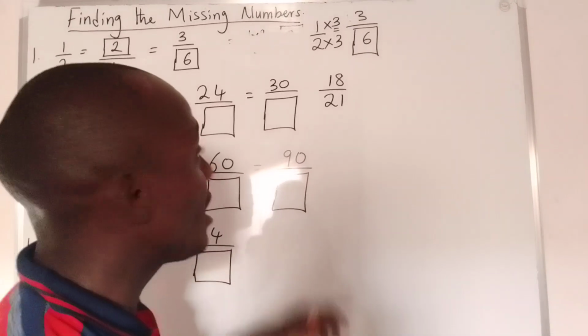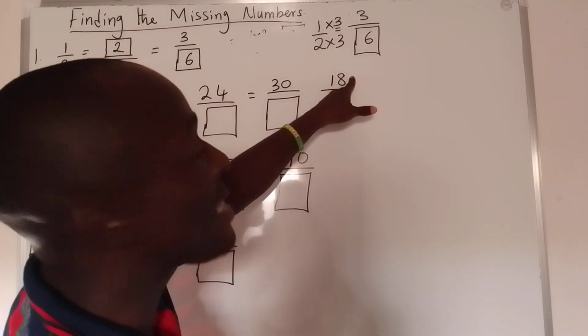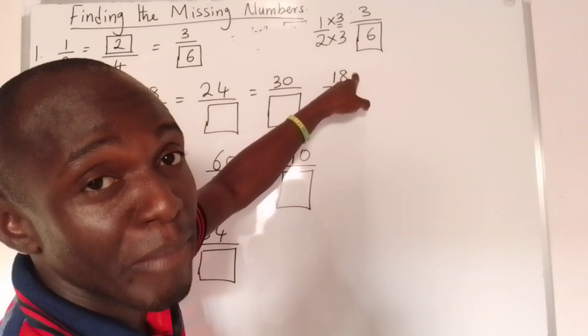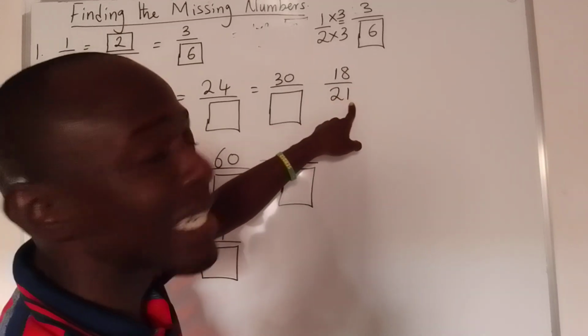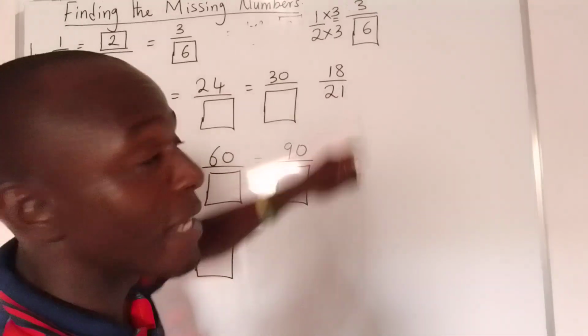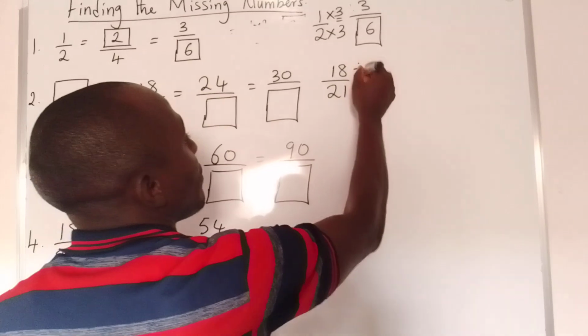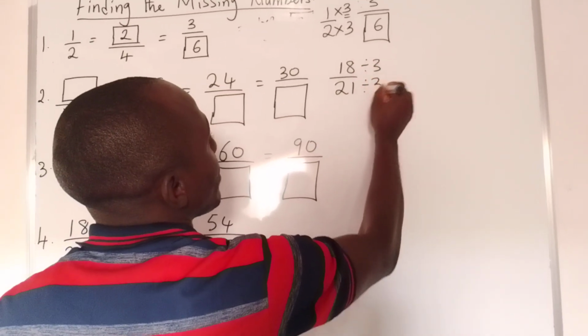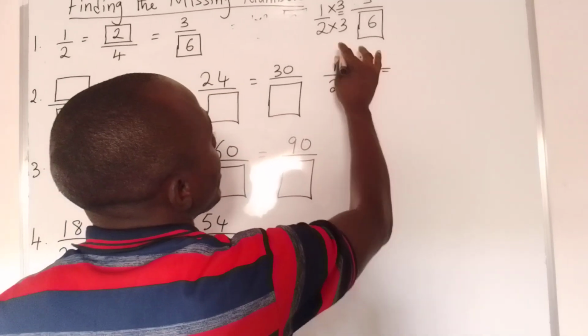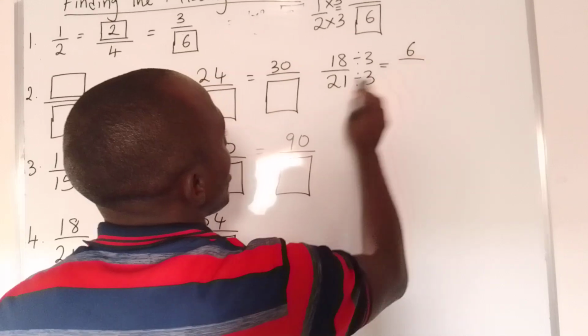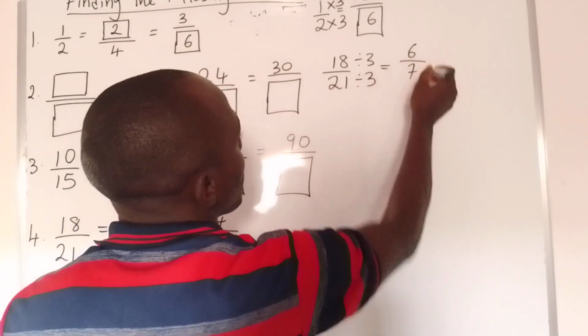How do I know it's 3? Because 1 plus 8 is 9, and 9 can be divided by 3. 2 plus 1 is 3, and 3 can be divided by 3. So it means that 3 can divide 18 and 3 can divide 21. 18 divided by 3 will give us 6, and 21 divided by 3 will give us 7.